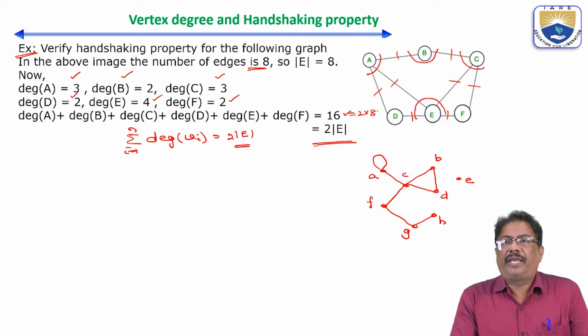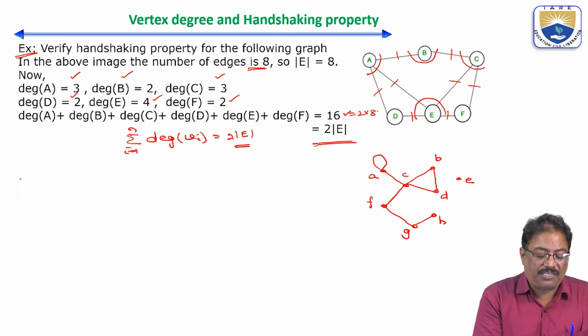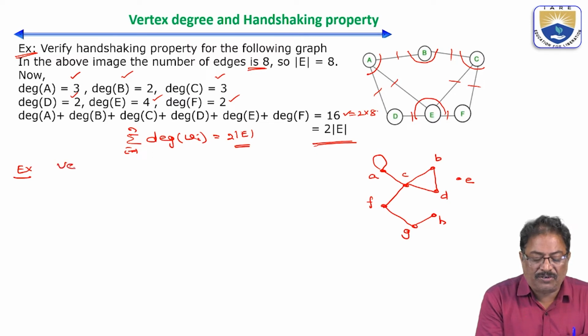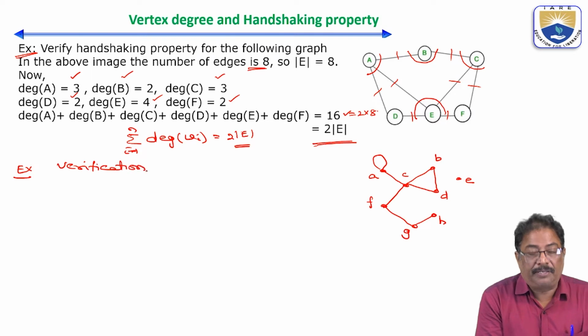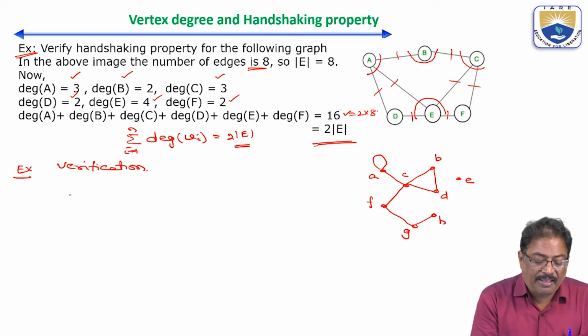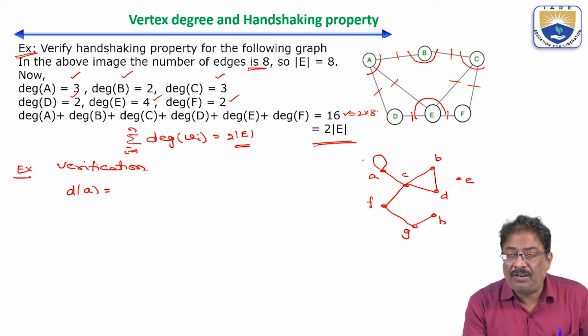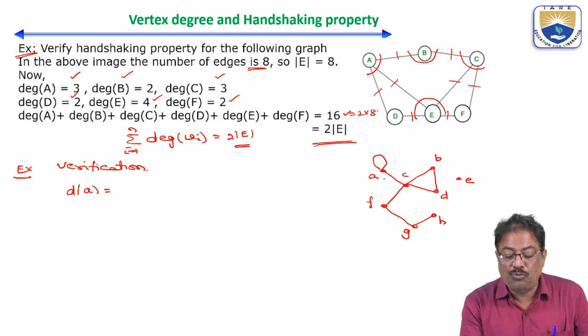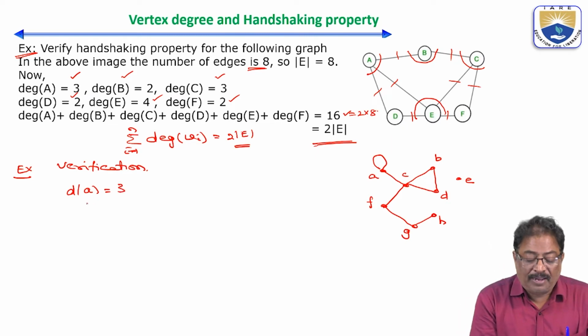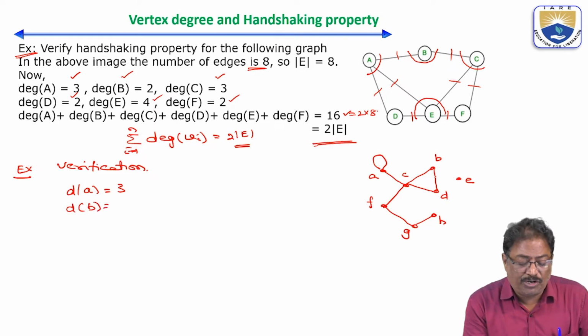We are going to verify once again the handshaking property. So for this graph, verification of handshaking property. Now, what is the degree of A? Self loop will be there, so we have to consider degree as 2. So 2, and then this is 3. And then degree of B is only 2.